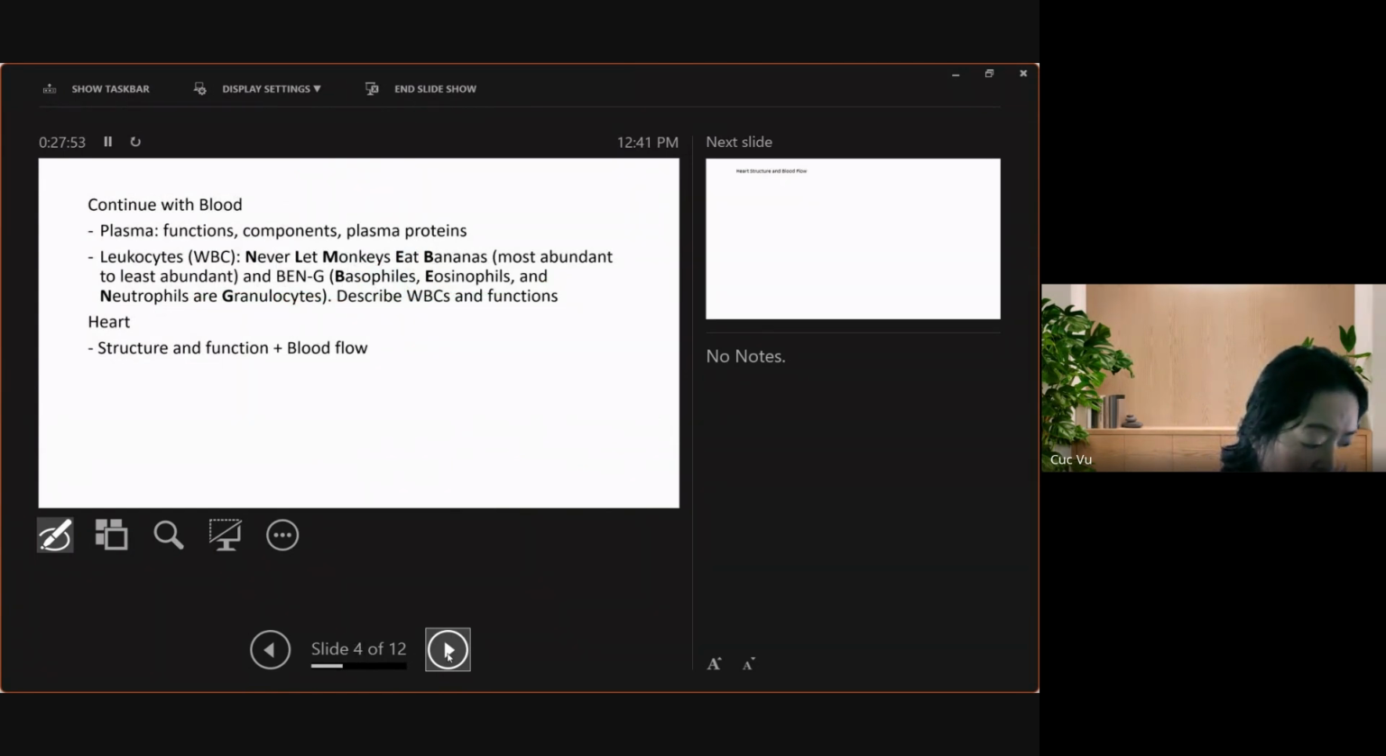All right. So that was red blood cells. We're gonna move on and talk about plasma. So in plasma, make sure you know the functions, the components, and the plasma proteins. Okay. I'm going to leave functions and components, but I do want to focus on plasma proteins because that's what sometimes students have the most trouble with. There's a lot of plasma proteins, but I only require you to know 3 of them. What are the 3 plasma proteins that I require you to know?